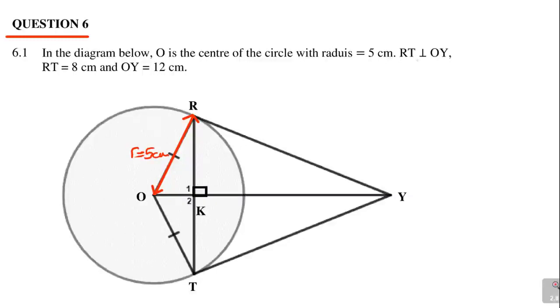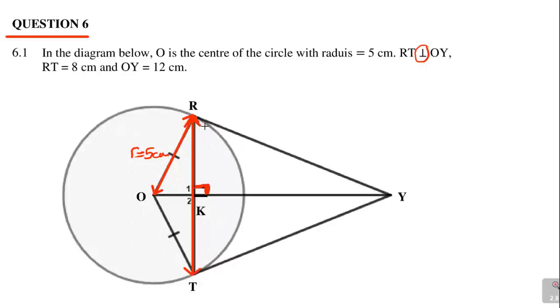And then RT is perpendicular to OY. That sign means perpendicular. So where is RT? I can see RT is perpendicular. That's why they put that 90 degrees. You see that? That's what it means. And RT is 8 centimeters. And OY is 12 centimeters. So let's come back here. RT, this one, is 8.